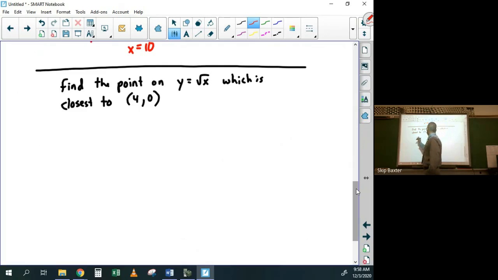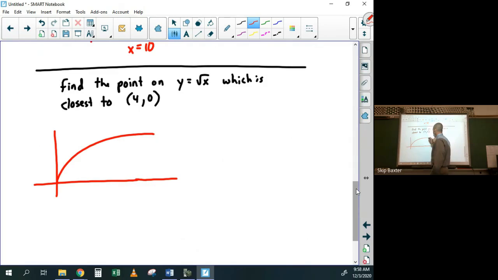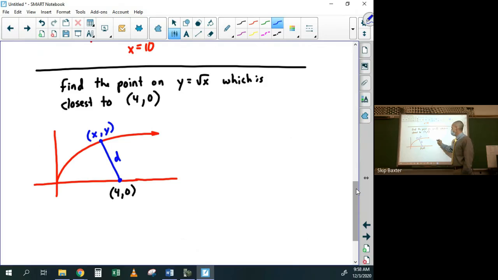The picture is, we have radical x, and we have the point (4, 0). And we're trying to find the point on the curve that's closest to it. So it's somewhere there. Yeah, this is a distance formula problem, right? So we're trying to minimize that distance. So let's just let this be (x, y).